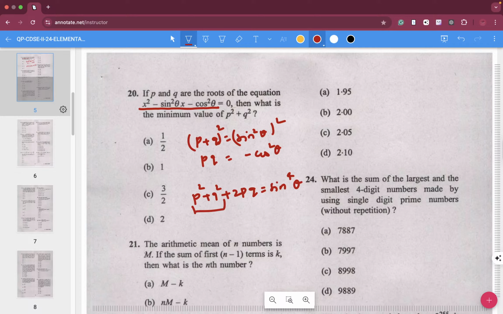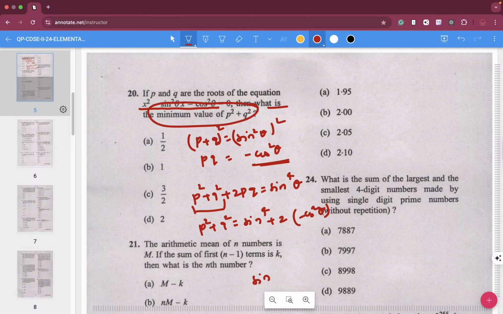Now they are asking for the minimum value of P square plus Q square. So P square plus Q square is equal to sin raised to the power 4 theta plus 2 times PQ. PQ value is how much? Minus cos square theta, so minus 2 cos square theta.